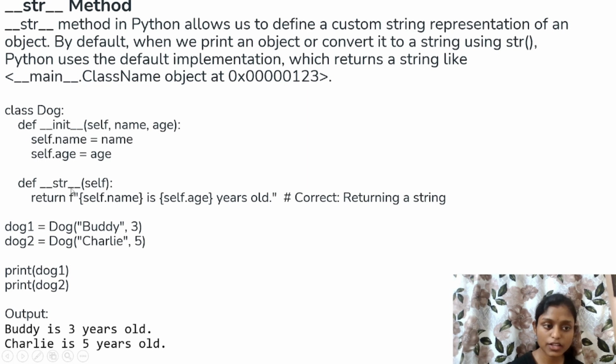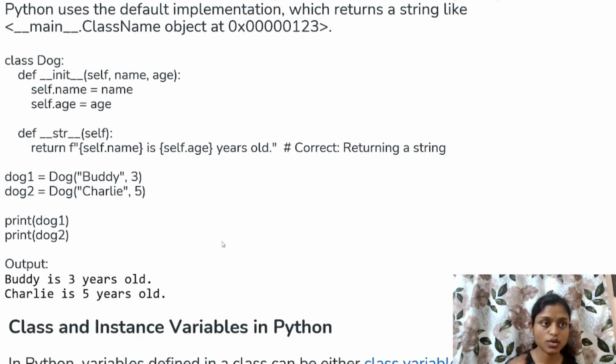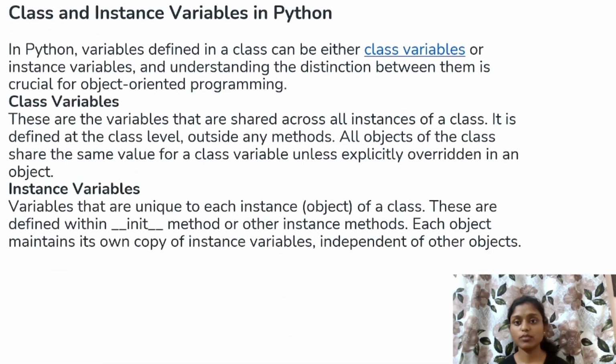Now here I created another method, def string, so that by using this I can change the string representation simply. And I also used a format string, and I created dog1 of class Dog and passed parameters like Buddy and 3, and dog2 of class Dog with parameters Charlie and 5, and I printed them. So here you see the output: Buddy is 3 years old and Charlie is 5 years old. Next concept is classes and instance variables.